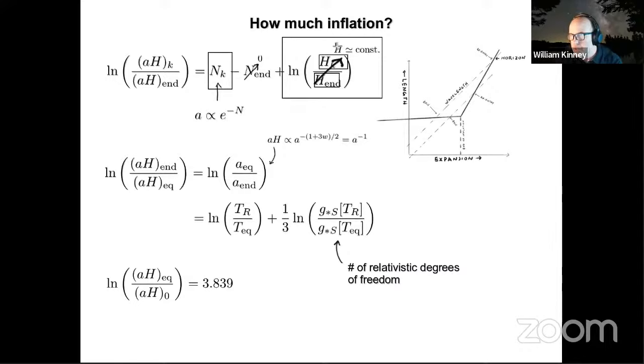And we're going to also make the simplifying approximation that the Hubble parameter is close enough to constant during inflation that the logarithm of that ratio is approximately 0. You can include that if you want, and if you want to do high precision calculations, you have to. But for our purposes here, it's not necessary. We can approximate the Hubble parameter as being approximately constant.